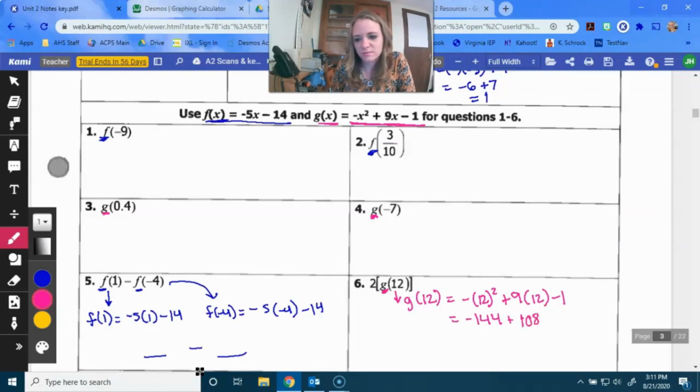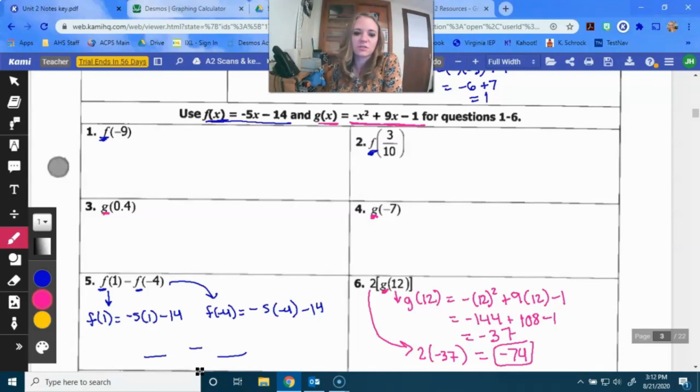108 minus 1, and then minus 144 will give me negative 37. And then you have to go back and say, all right, that answer I have to times by 2. And then don't forget to include that. 2 times negative 37. And that should be, yes, negative 74. So your answers do result in numbers. They could be decimals or fractions as well.